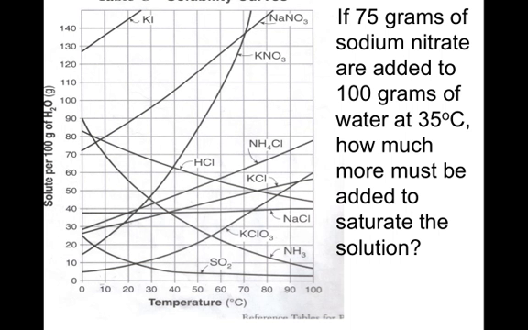So we've got 75 grams of sodium nitrate at 35 degrees, looking at a point here on my graph. A saturated solution at this temperature can hold this amount. So to figure out how much more I can add, I simply subtract the two numbers. So 100 minus 75, I can fit an additional 25 grams in before I reach a saturated solution at this temperature.